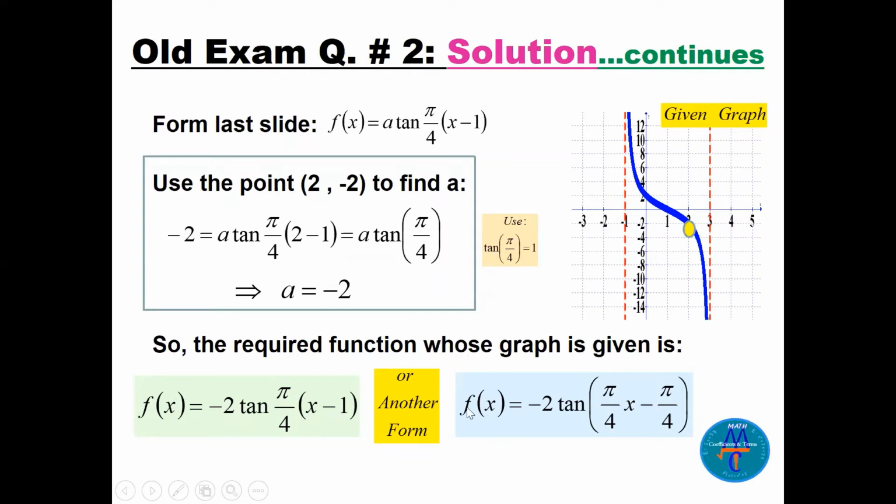Now you can write it in this form. This is another form, the same function, but this is maybe nicer. -2 tan, just multiply, pi over 4 x minus pi over 4. This is the same function as this.